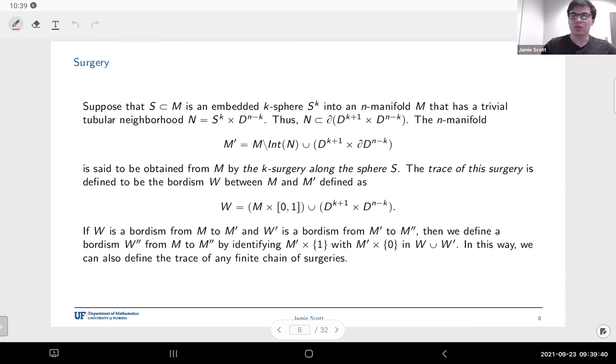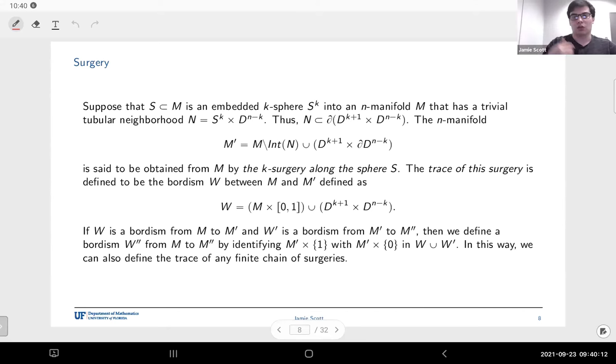And so what we do is we take out the interior of the S^k times the (n minus k)-disk, which will be the interior of that (n minus k)-disk in the product. And then we union in the interior of the (k plus one)-disk product the boundary of the other disk. And so we're essentially hollowing out one of the spheres and filling in the other one, but we do that in the product. And we say that this M prime here is attained from M by a k-surgery. So k is the dimension of the sphere that we embedded along.